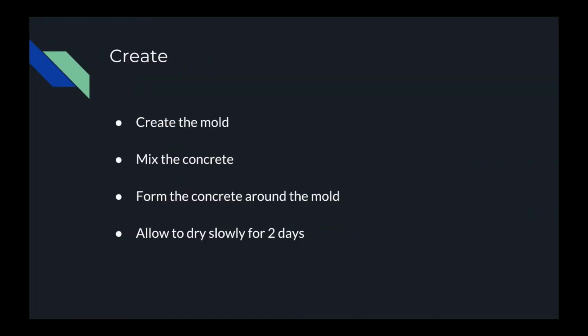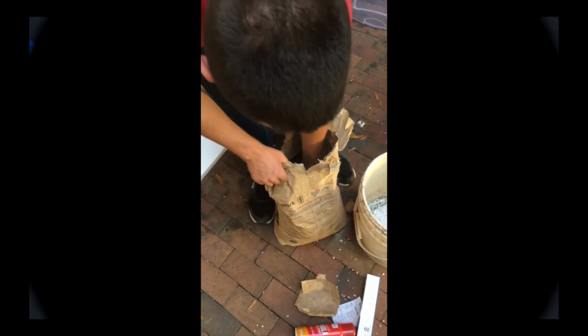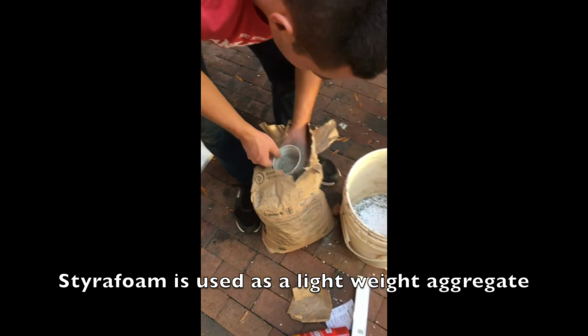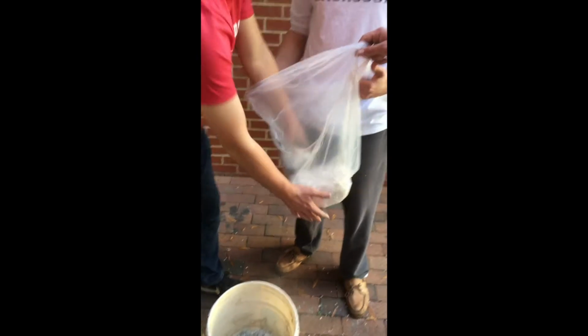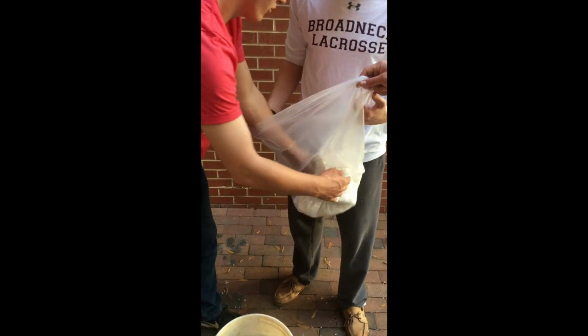The next step of the design process was to actually create our design. We needed to make the mold, make the aggregate, mix the concrete, pour it, and then allow it to cure slowly. Here you can see us mixing the concrete mix and the aggregate. We used a volumetric 1-to-1 ratio of concrete mixed to styrofoam aggregate.